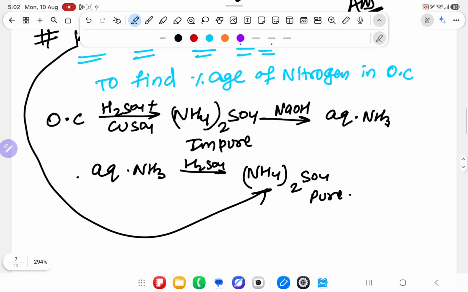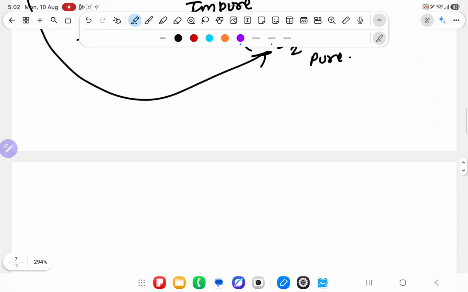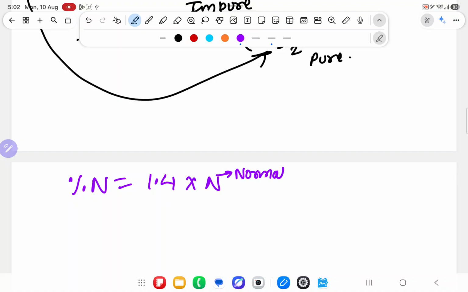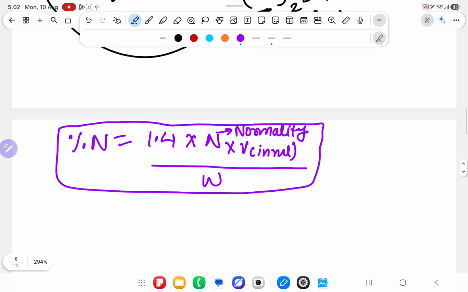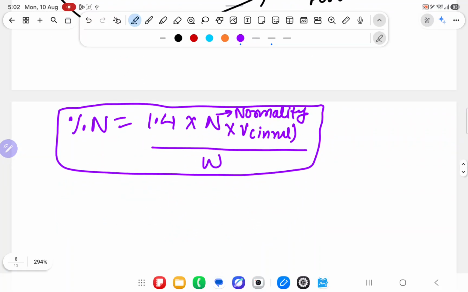Just know that part. Now over here, what is the formula we will use? Percentage of nitrogen is 1.4 into normality, N means normality, into volume in milliliter, divided by weight of organic compound. That's it. Learn this formula, put in the values, you will get the answer. I will dictate the question also.